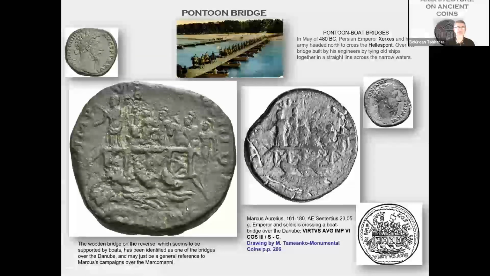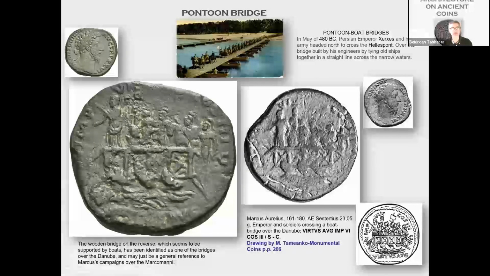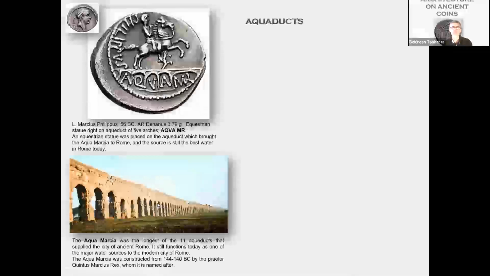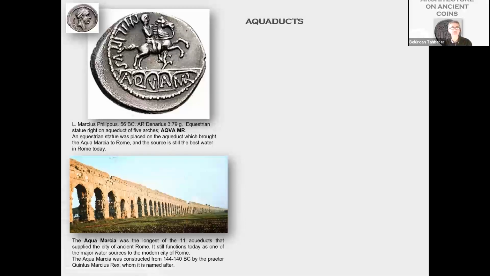And I found this photograph of a Sestertius in color. You can see the boats, 1, 2, 3 boats, and soldiers led by the emperor are crossing the bridge. Aqueducts, some of them still survive.